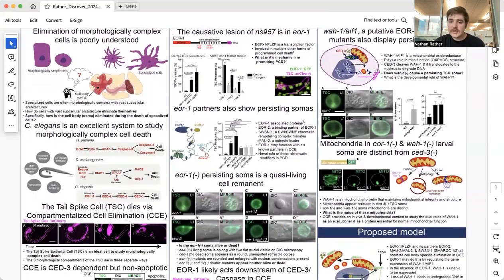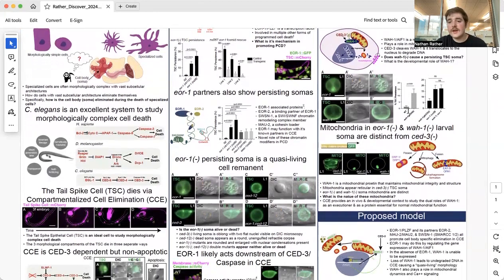A loss of function allele for WAH-1 phenocopies the EOR-1 persisting soma defect, so it looks like EOR-1. And a double mutant between EOR-1 and WAH-1 does not show a synergistic increase in tail spike cell phenotype, suggesting that EOR-1 and WAH-1 act in the same genetic pathway to promote soma elimination during CCE.